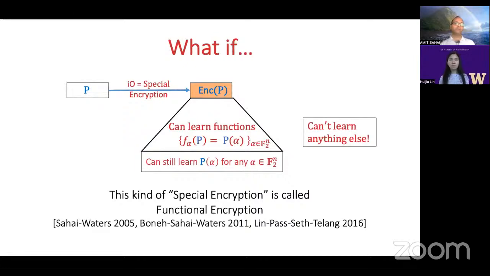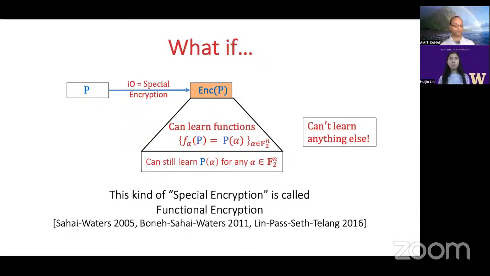Now, suppose that what we could do is encrypt our program P in such a way that the adversary or the user can actually learn certain specific functions of P. And what functions are we interested in? Well, we're interested in functions like these F_alpha, where F_alpha of P is simply equal to P of alpha, these evaluation functions, right? For all alpha in F_2^n. If we could somehow encrypt our program in a way that allows the user to learn all these functions and learn nothing else, only learn the outputs of these functions, then this would indeed achieve the definition of I/O, right?